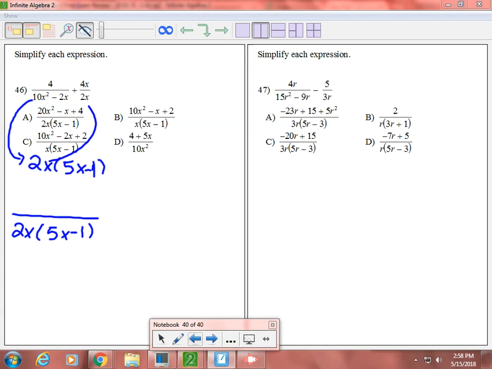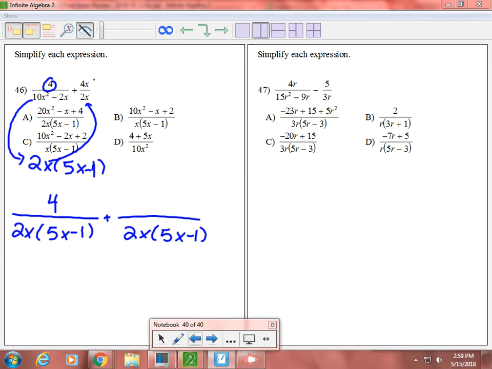So my denominator for both of these is going to be just that. Because there's a 2x already over here, so I know that I'm only going to have to multiply the other one by the 5x minus 1. So I'm going to make that for both of my denominators. So this first one already has everything we need. So we just put a 4 there because everything is already in the denominator.